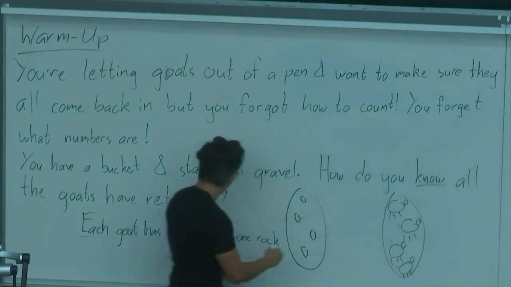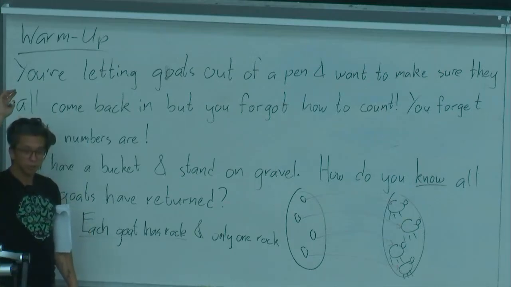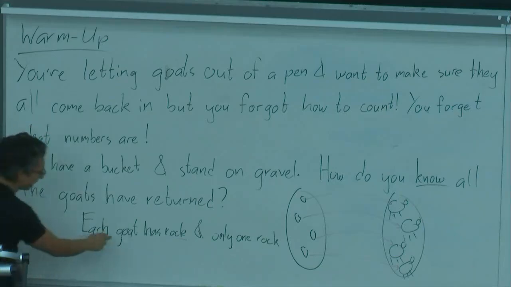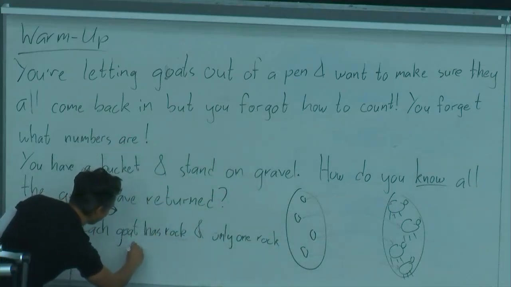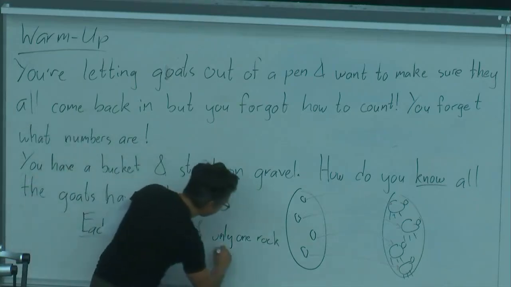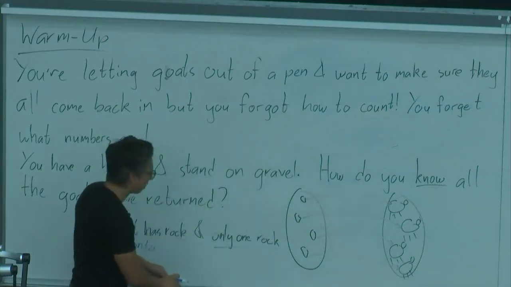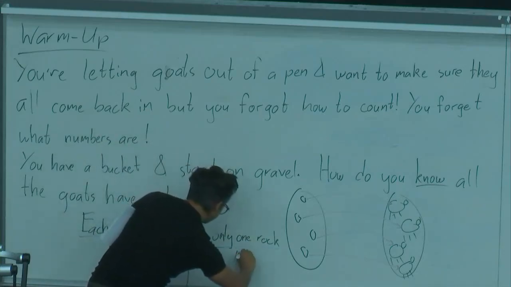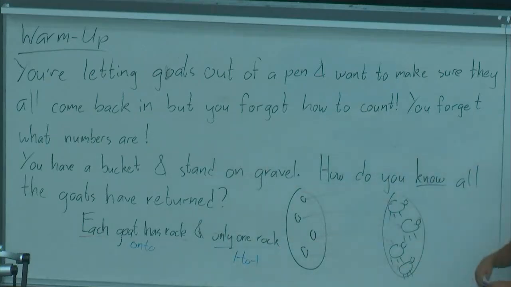Is that talking about onto-ness or one-to-one-ness? Who thinks one-to-one? Who thinks onto? OK, pretty split there. So each goat has a rock. We're mapping from rocks to goats. In this case, this means onto, right? Every goat should be mapped to by a rock. And only one rock means that there aren't any collisions. There aren't two rocks that collide to one goat, because that would mess up our count. So only one rock. This is applying to 1-to-1. That's 1-to-1. So this is our way of counting now when we're counting infinities, which is a wild thing to do. OK, yeah, great.